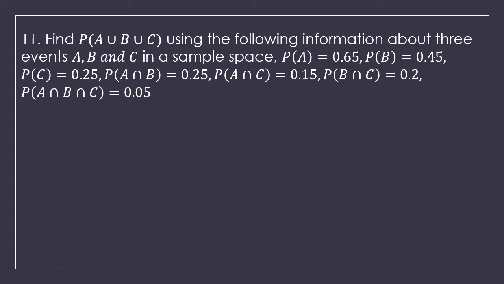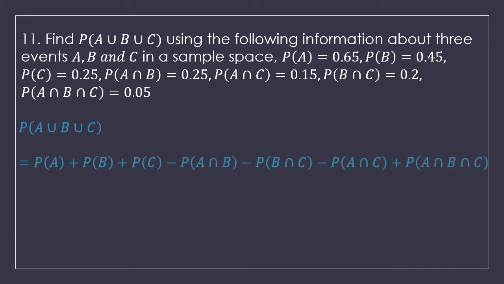What I can do with them is just calculate the probability of A union B union C with its initial formula, that is P(A) plus P(B) plus P(C) minus P(A intersection B) minus P(B intersection C) minus P(A intersection C) plus P(A intersection B intersection C). This you can find in my video of the law of addition. Just put the values, which are already given in the question above, into the equation, add and subtract, and you get your answer 0.80.